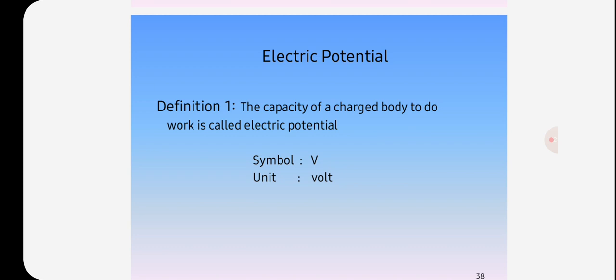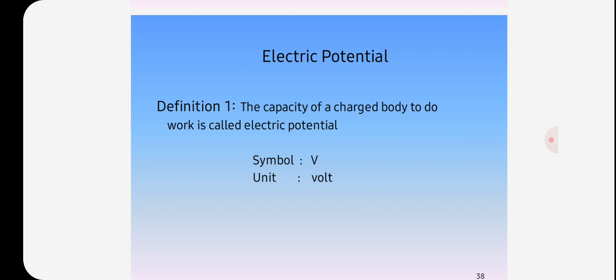Next we go for electric potential. The electric potential at a point in an electric field is defined as the work done in bringing a unit positive charge, plus 1 coulomb, from infinity to that point. It is denoted by the letter V and is measured in volts. Electric potential V is equal to work done by charge, that is W by Q volts.